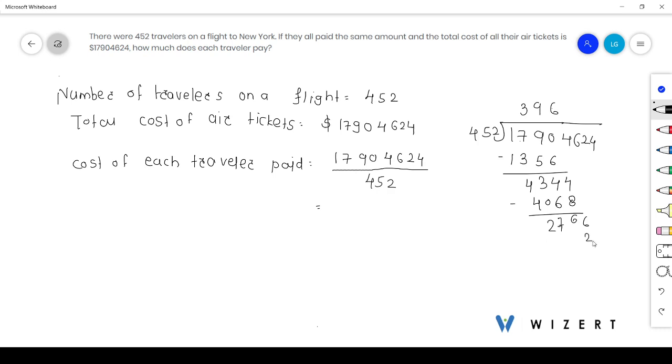6 2s are 12. 1 carry forward. 6 5s are 30 plus 1 is 31. 3 carry forward. 6 4s are 24 plus 3 is 27. Do the subtraction. 6 minus 2 is 4. 6 minus 1 is 5. So it is 54. Move this 2 down. 542 is there, as 5 is there and 4 is there.